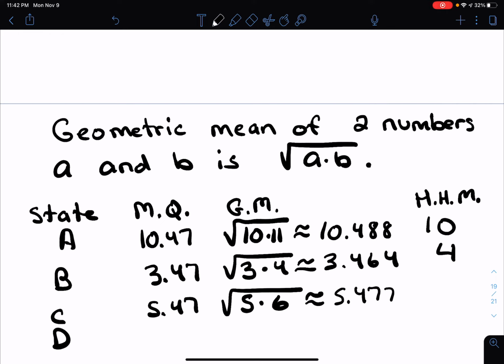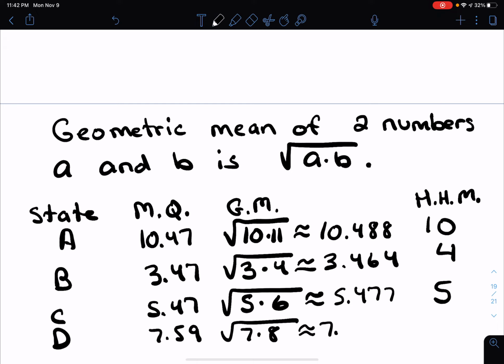And then finally state D, 7.59. Geometric mean is square root of the 7 times the 8, so square root of 56. So we get 7.483. Now since the 7.59 is higher than the 7.483, we're going to go up to 8. And that's how it's done.